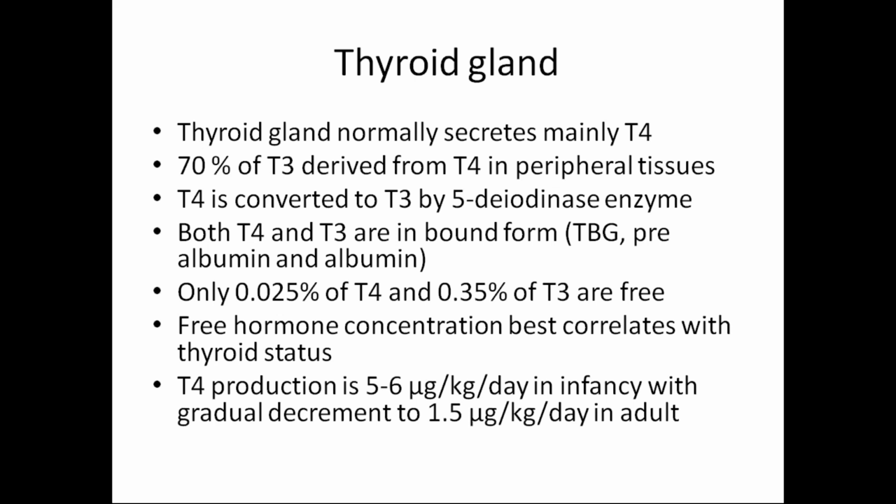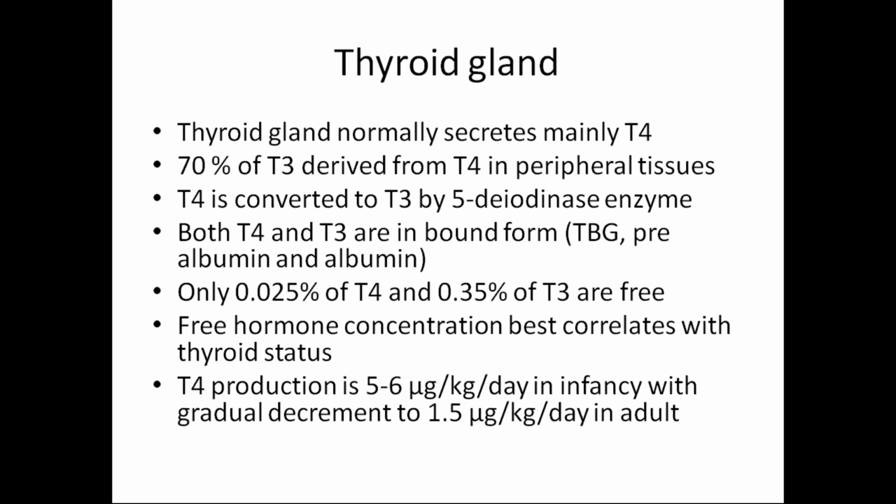Okay, yeah, free hormone concentration best correlates with the thyroid status. So always try to advise free T4 and free T3 rather than just T3 and T4, because these binding forms like thyroglobulin, prealbumin and albumin interfere with the normal value of the thyroxine. So it's always better to go for free T3 and free T4 whenever you're advising along with TSH. Okay, T4 production is 5 to 6 micrograms per kg per day in infancy, with a gradual decrement to 1.5 micrograms per kg per day in an adult.